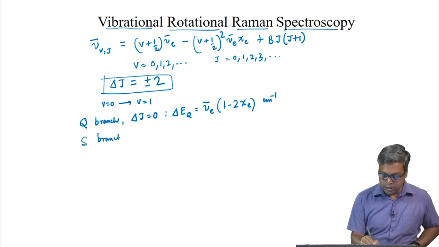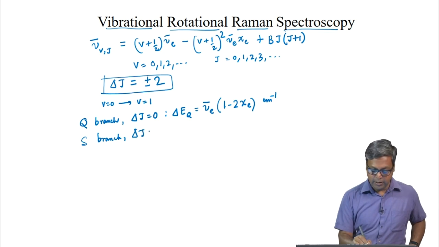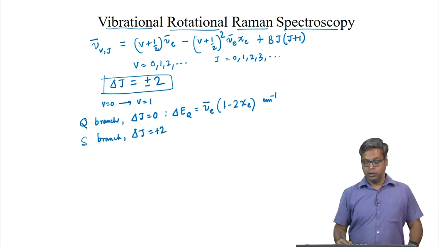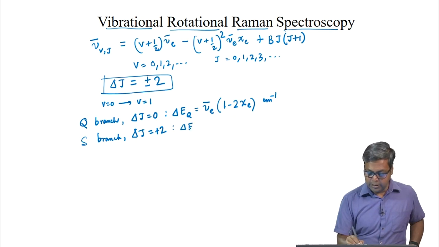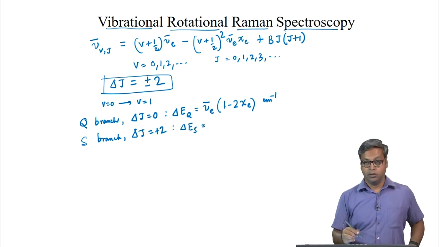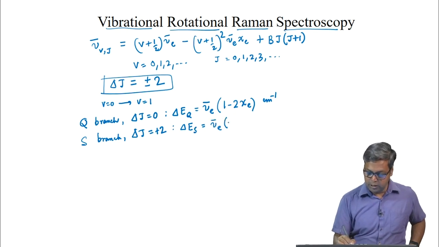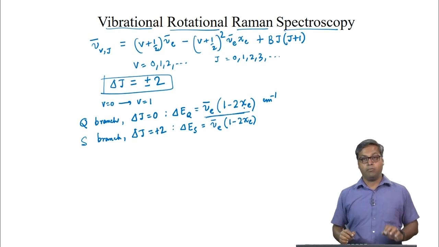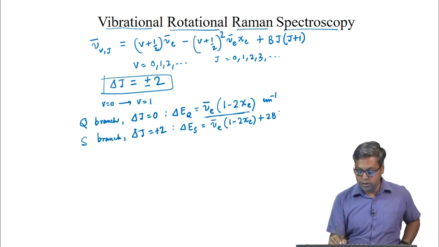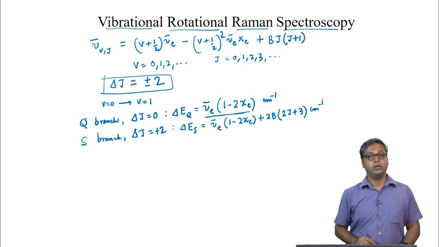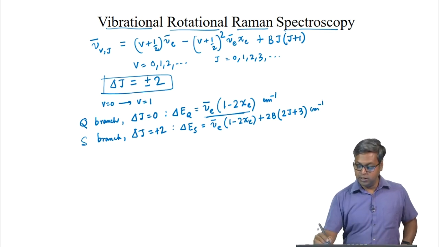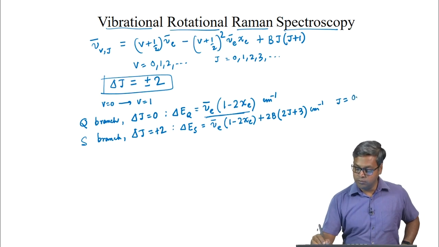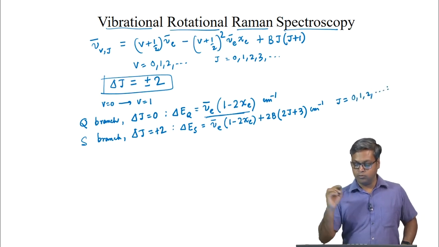We also get something known as the S branch. So for the S branch, delta J equals plus 2. So we can write delta E of S branch equals nu bar E (1 minus 2 chi E). So we are repeating what we wrote for Q branch, but we have an extra term, that is plus 2 B times (2 J plus 3) wave numbers. And in this case, J equals 0, 1, 2 and so on.